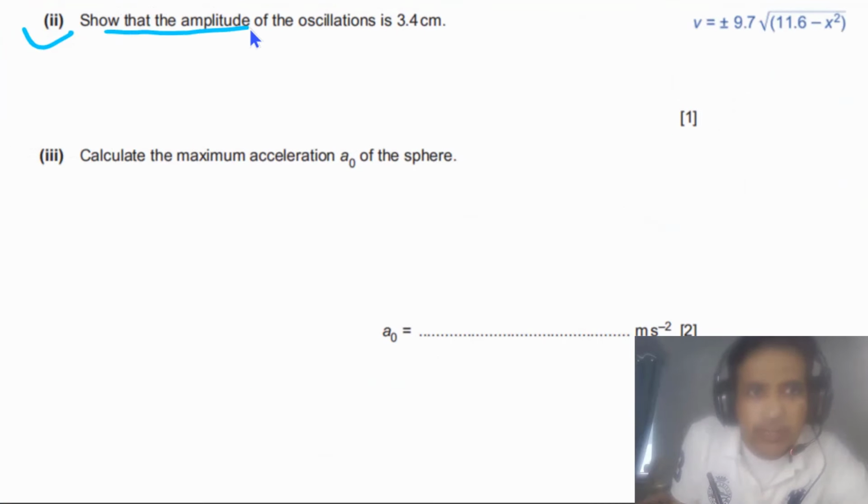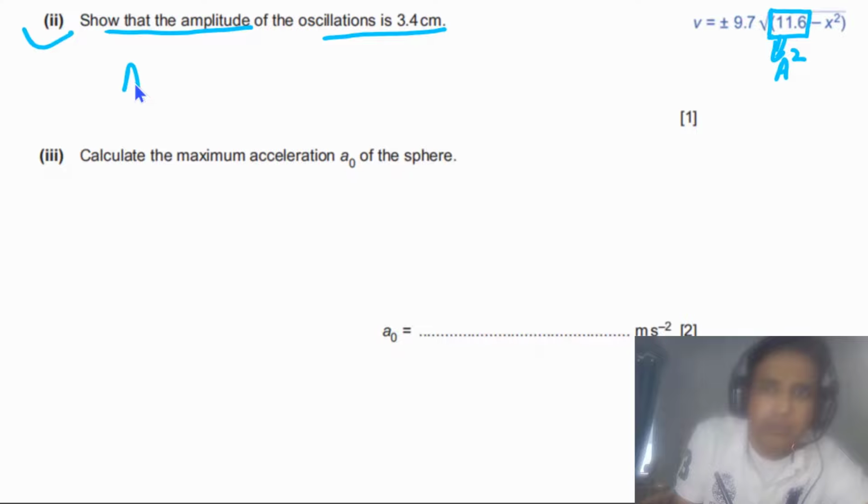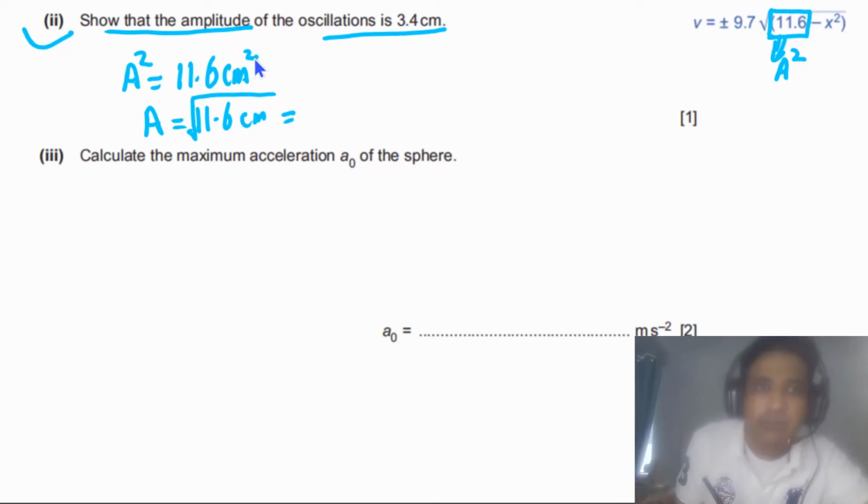Second part says show that the amplitude of the oscillation is 3.4 centimeters. So we have already discussed that this quantity is a square. So this is representing a square. So simply we can say in this case we have amplitude square, that is equal to 11.6 centimeters square. So we need to find out a. So simply we have to take square root of this. If we take the square root of this, we will get in this case 3.4 centimeters. And this question has only 1 mark. If you have got the right answer, you will get this 1 mark.